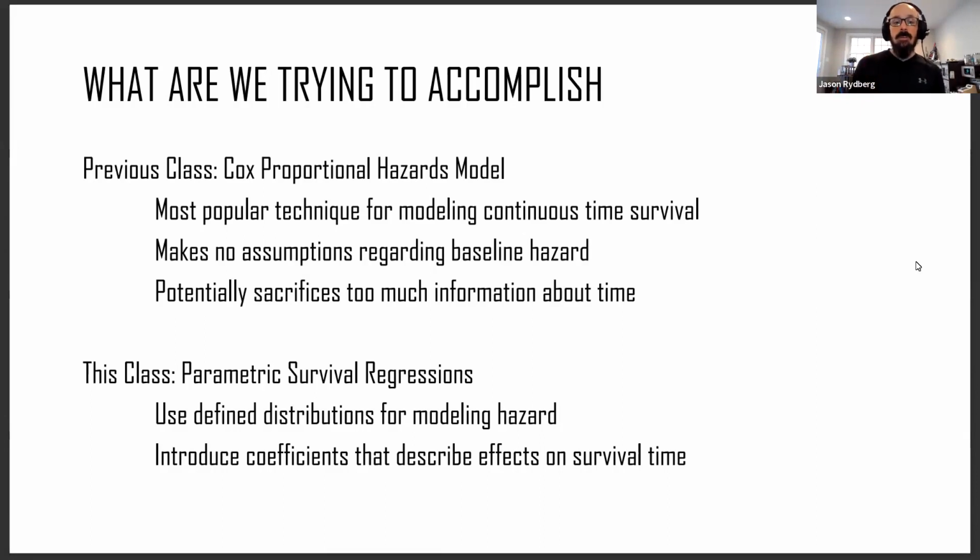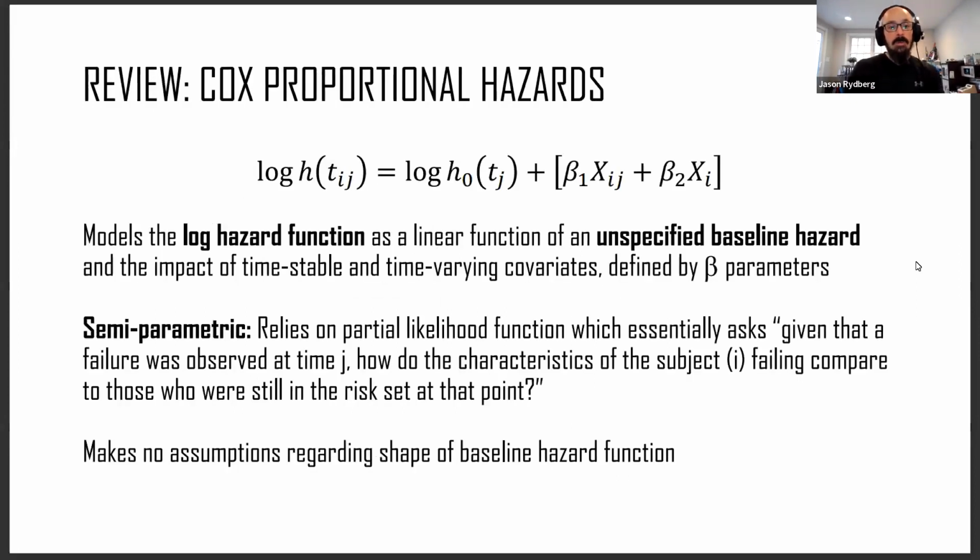So in this class, we're going to talk about parametric survival models. So that is, let's try to make an assumption about what the baseline hazard looks like. And we'll introduce ways that we can actually describe how variables influence the survival time directly. So recall, this is the formula for the Cox proportional hazard model.